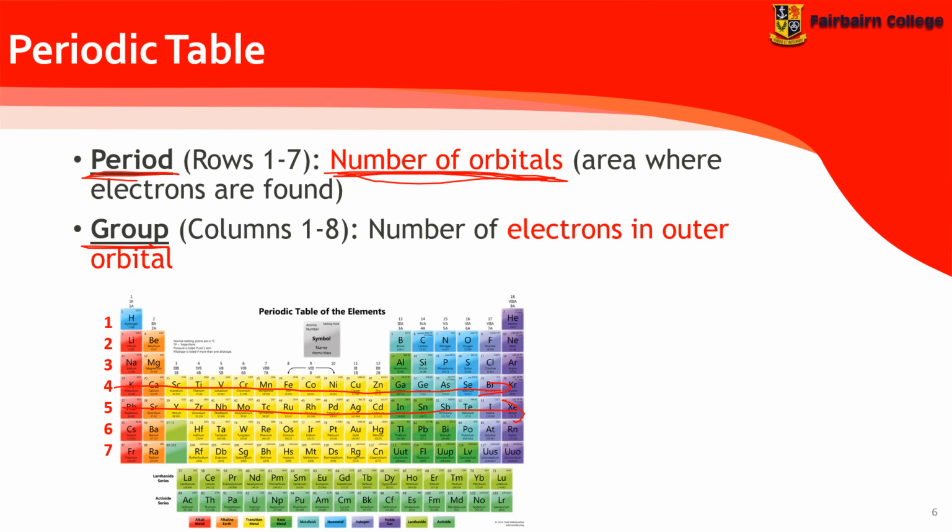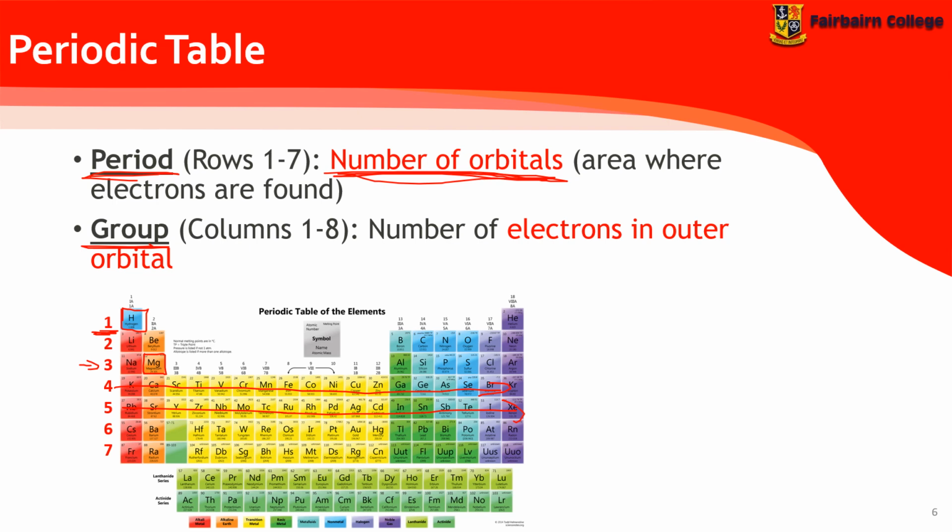So for example, if we have a look here at hydrogen, we'll see that it is in period 1, meaning that it only has 1 orbital, compared to magnesium, which is in period 3, it will have 3 orbitals. So, like I said, we're not going to get very deep into this, but it's important that you understand the number of orbitals.